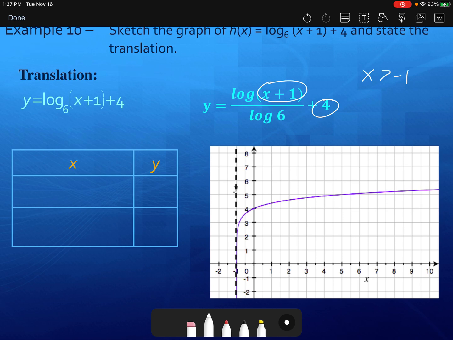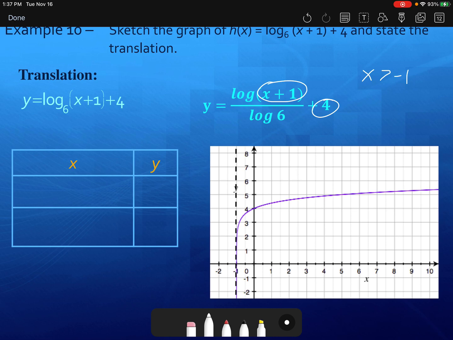So if we graph this thing again, we're going to go log of x plus 1 divided by log of 6. That's the change of base formula. And then we're going to add 4 at the end, hit zoom 6. And sure enough, that's the graph we get.